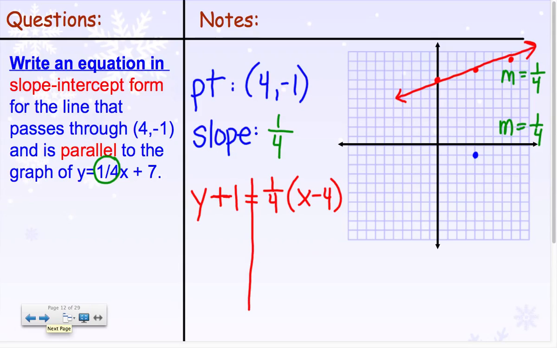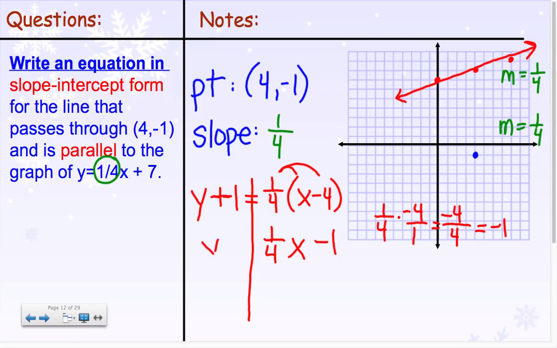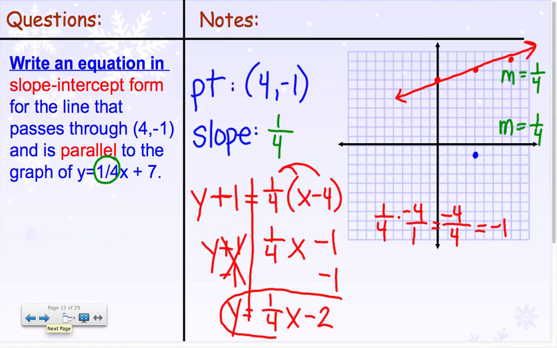In order to get it in slope-intercept form, I need to distribute 1/4 x, and then if I want to do 1/4 times the -4, I'll put -4 over 1. 1 times -4 is -4. 4 times 1 is 4. -4 divided by 4 is -1. Subtract 1 on both sides. -1 and -1 make -2. Don't mistake that for being 0. A negative and a negative make a bigger negative.